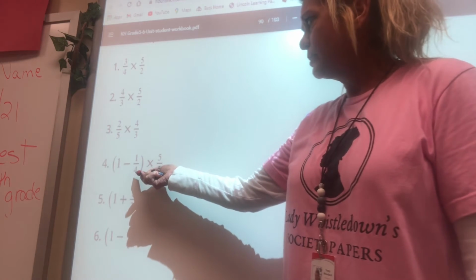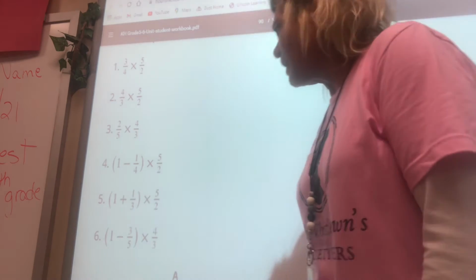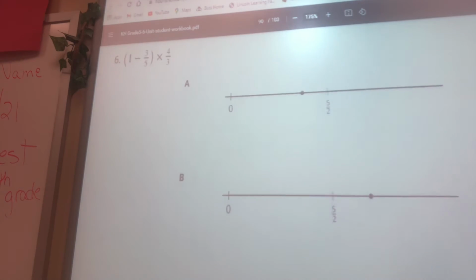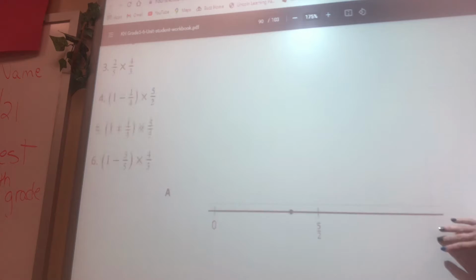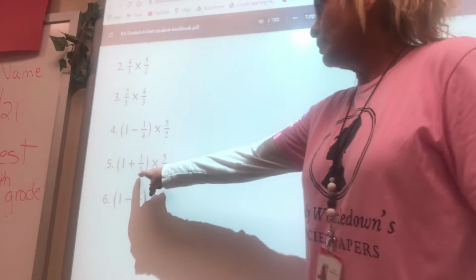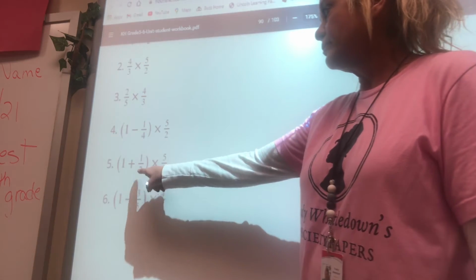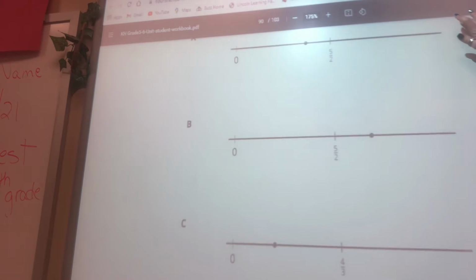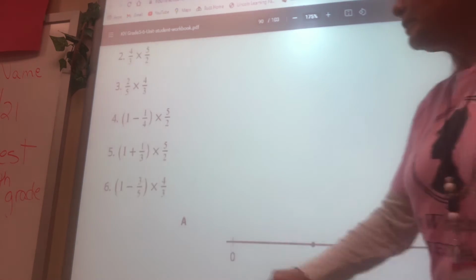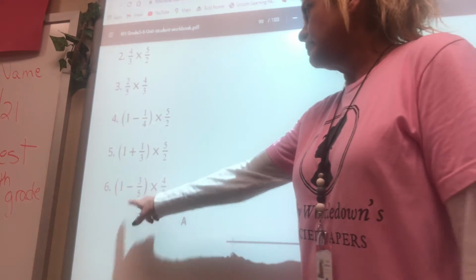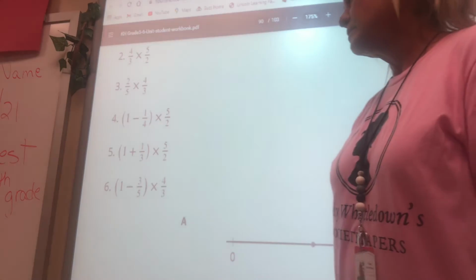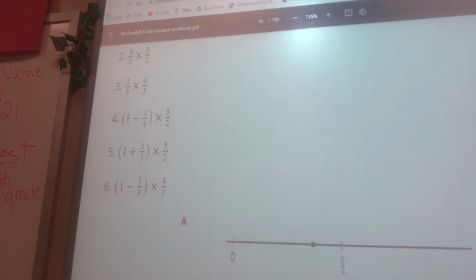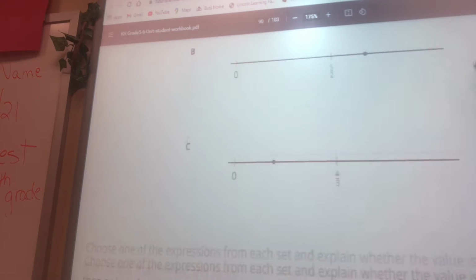Now, am I going to come out with a number less than 1 or greater than 1 over here? Less. Less than. So I know it's going to go with A. Am I going to come out with a number greater than or less than 1 over here? Greater. So I know it's going to go with B. And am I going to come out with a number greater than or less than 1 over here? Less than. So it's going to go with C.